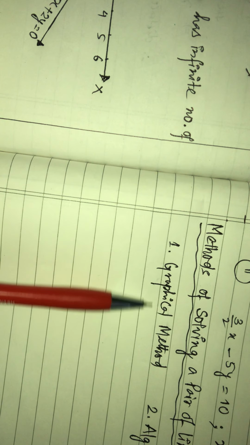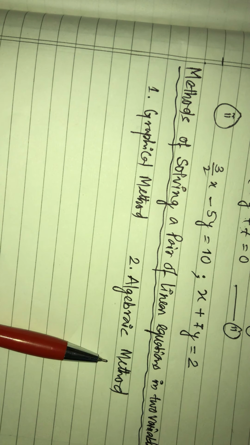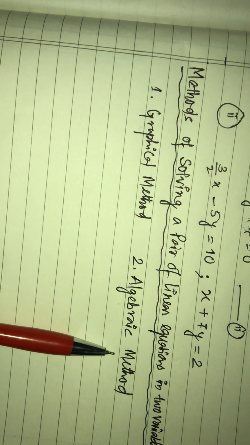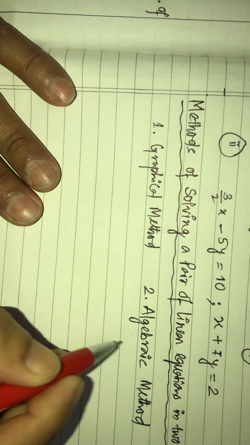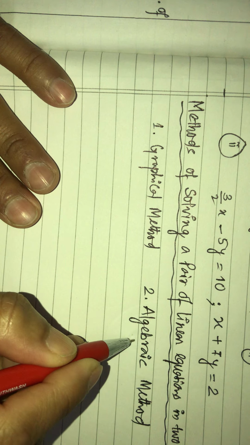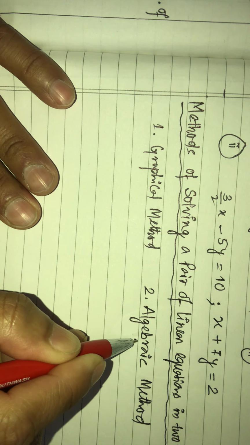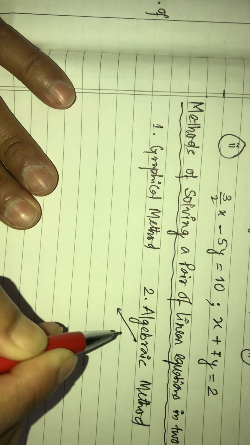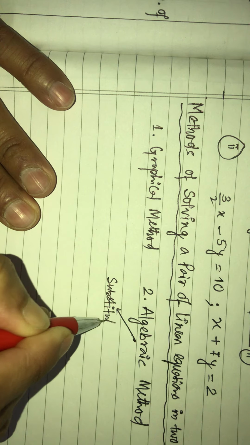So two things we'll do in the graphical part. First we'll plot the graph, and then we'll find the solution. In the algebraic method, without using a graph, you will find the solution. Here I'll tell you, in the algebraic method we have three different methods. The first one we call the substitution method.